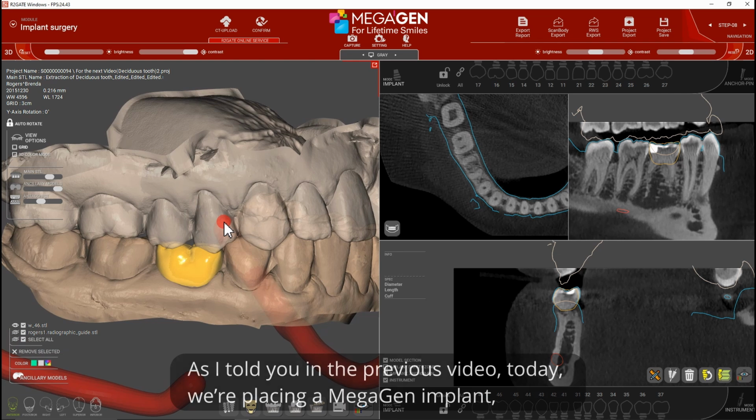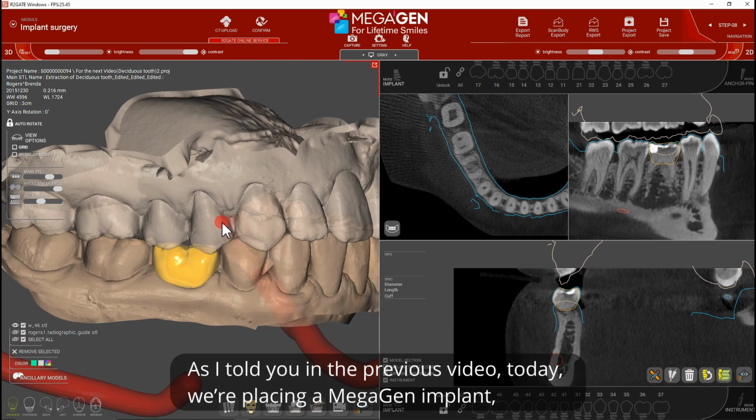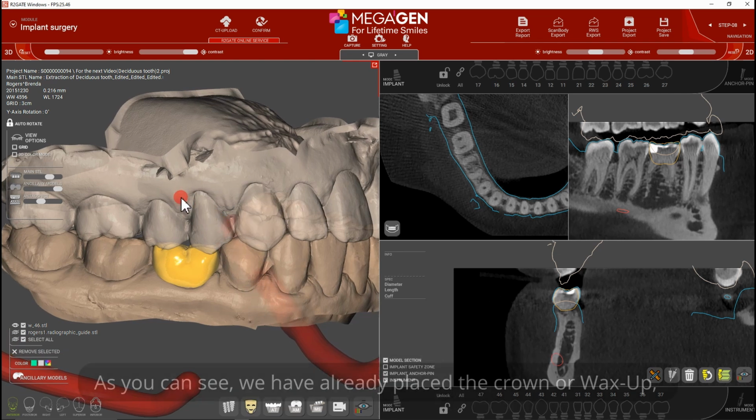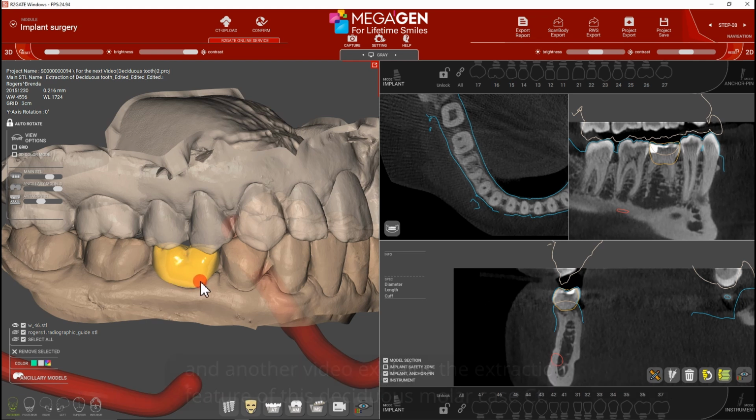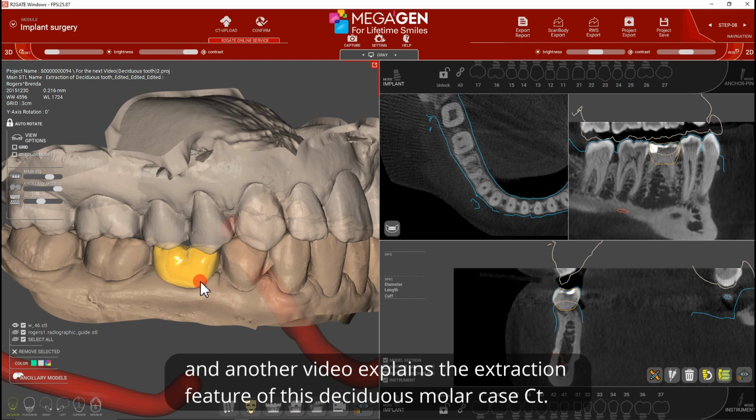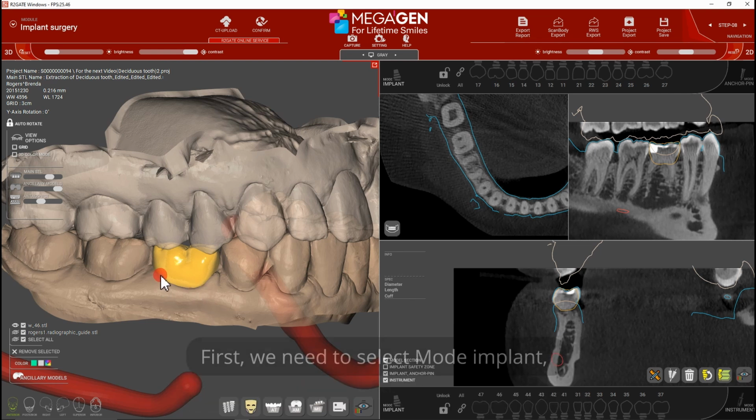As I told you in the previous video, today we're placing a Megagen implant. So let's begin. As you can see, we have already placed the crown or wax up. I already showed you how to put it, and another video explains the extraction feature of this deciduous molar KCT.